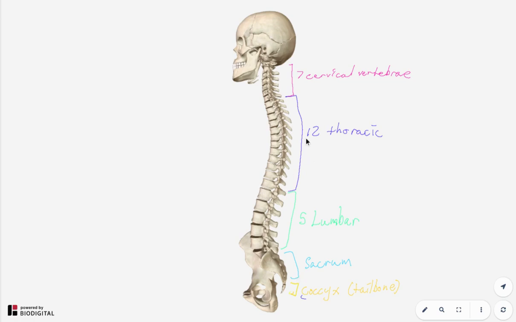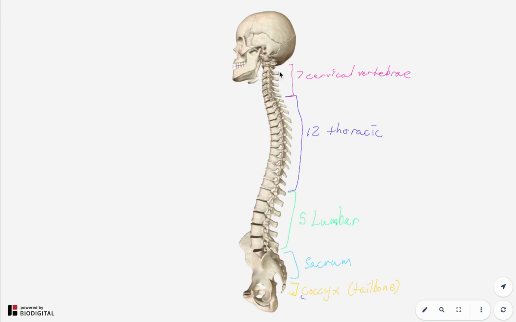One helpful way you can remember the numbers is if you think you eat breakfast at 7, you eat lunch at 12 at noon, and then if you have dinner at 5, that helps you remember there are 7 cervical vertebrae, 12 thoracic vertebrae, and 5 lumbar vertebrae.